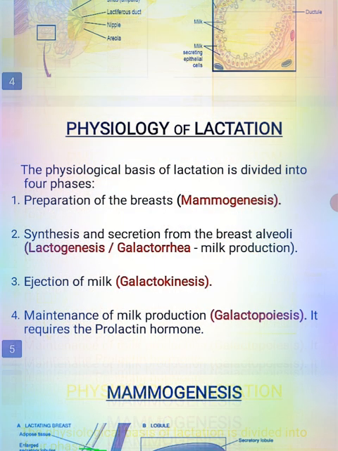Now, the physiology of lactation. It is divided into 4 phases: preparation of the breast, that is mammogenesis; synthesis and secretion of milk by the breast alveoli, lactogenesis; milk production, followed by the ejection of milk, galactokinesis, which is also termed the milk letdown reflex. Then galactokinesis is followed by the maintenance of milk production, which requires the prolactin hormone.